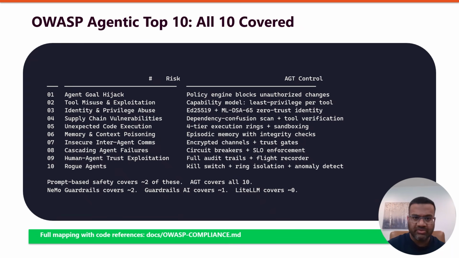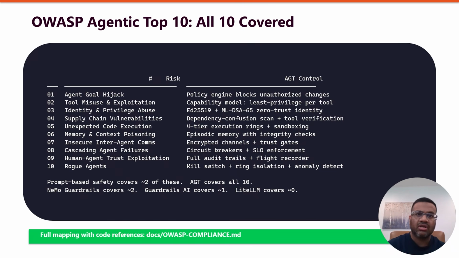ASI02, tool misuse. An agent's authorized tools used in unintended ways. AGT enforces least privilege per tool with capability-based security. ASI03, identity and privilege abuse. Agents escalating privileges. AGT gives every agent a cryptographic identity with trust scoring. ASI04, supply chain. Malicious dependencies. AGT includes dependency confusion scanning and tool verification.